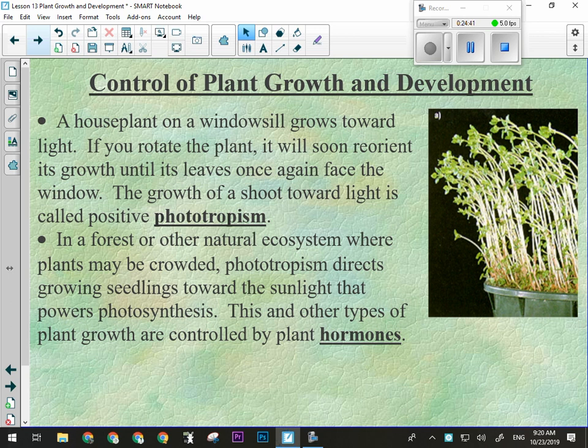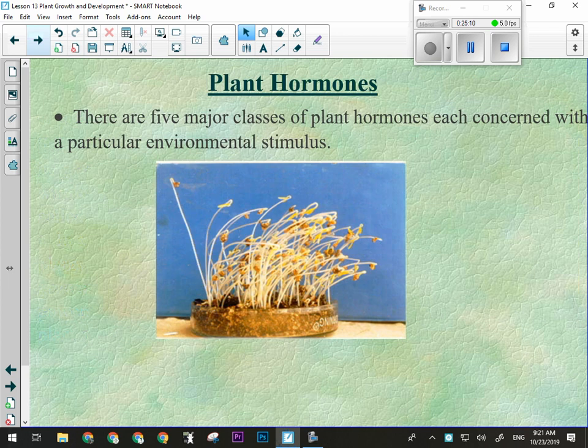Okay, so in a forest or other natural ecosystem where plants may be crowded, phototropism directs growing seedlings toward the sunlight that powers photosynthesis. This and other types of plant growth are controlled by hormones. And we're going to look at some of those hormones here in just a minute. You can see in that picture there, obviously the light source for those sprouts is on the left-hand side. They're orienting their growth that direction. There are 5 major classes of plant hormones, each concerned with a particular environmental stimulus.